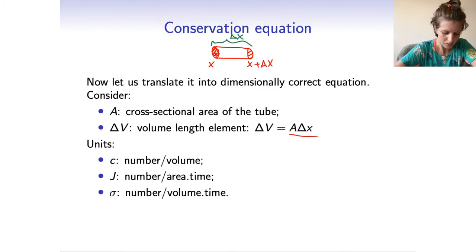Okay, so let's look at the units. We know that C, the concentration, is number per volume. J, the flux. So here is concentration.